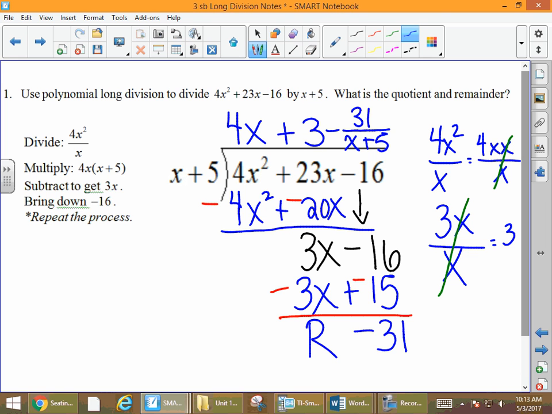The quotient is what's on top there. 4x plus 3 minus 31 divided by x plus 5. And our remainder, as we see, is the negative 31. Again, for some of you that might make sense on the first try, but it won't surprise me if that doesn't make sense yet. Give it a little bit more time.